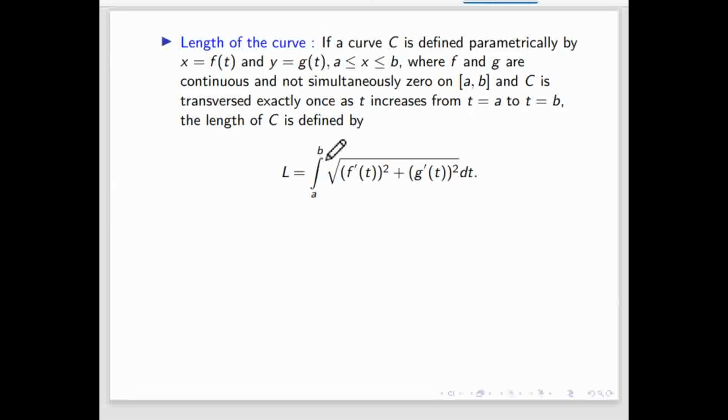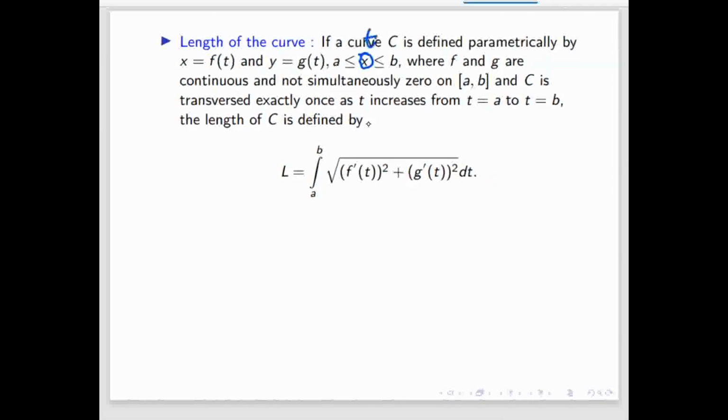So now the length of the curve by using this parametric equation. If C is a curve defined parametrically, like in 2 dimensions, x equal to f(t), y equal to g(t). If it is 3 dimensions, then one more z equal to something will come. This is a correction: it is not x, it is t. This parameter t lies from a to b. And f and g are continuous functions, but not simultaneously 0. Both cannot be 0.